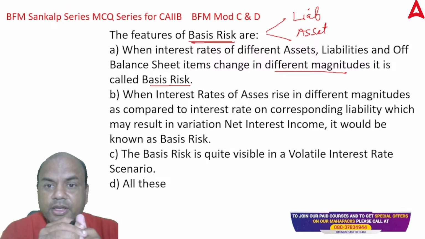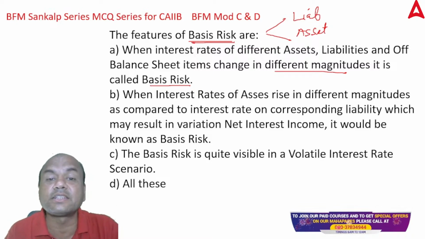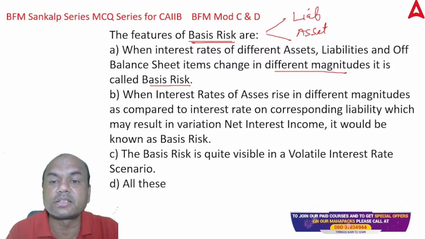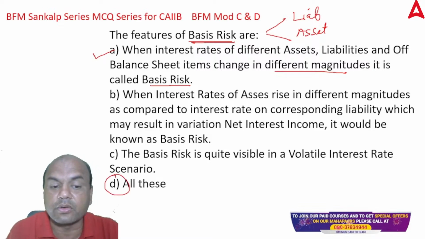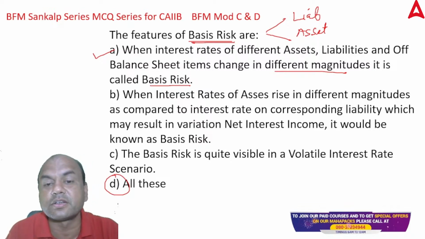Yes? Type yes if you feel A is the correct answer. Interest rates of different assets, liabilities and all these, okay? So A is correct, okay? But there is the option called all of these. So that we'll have to check now. All of these means I'll have to check B and C also.